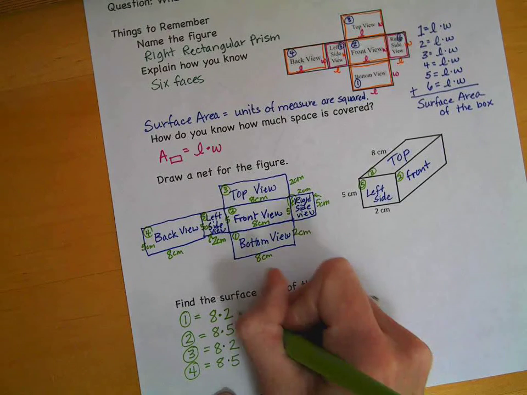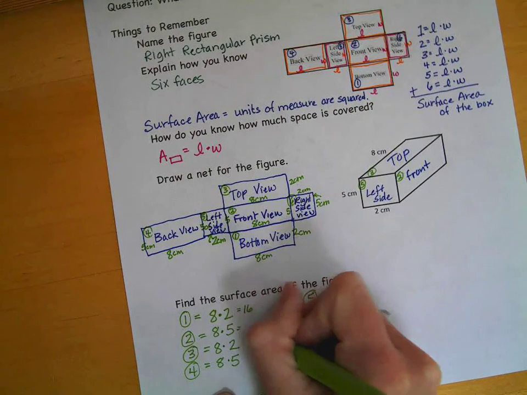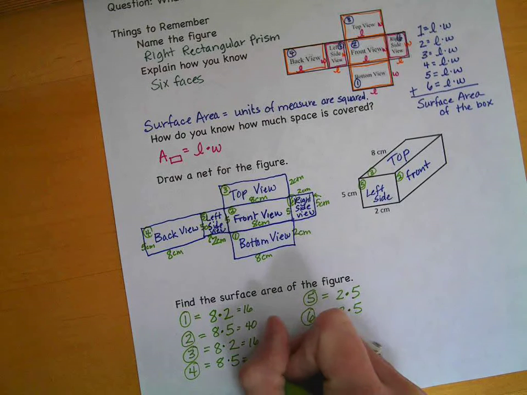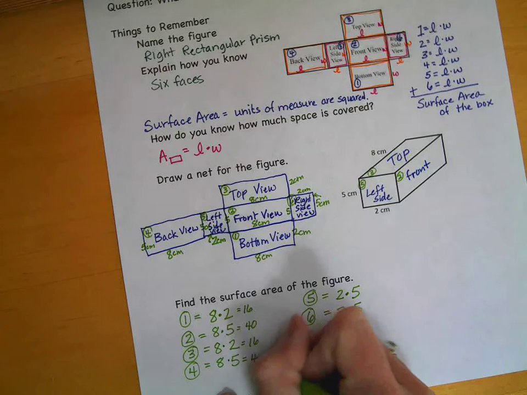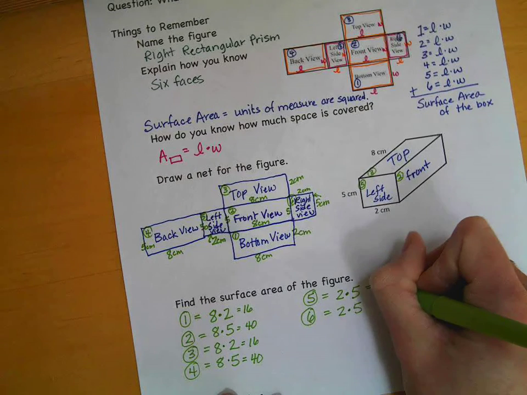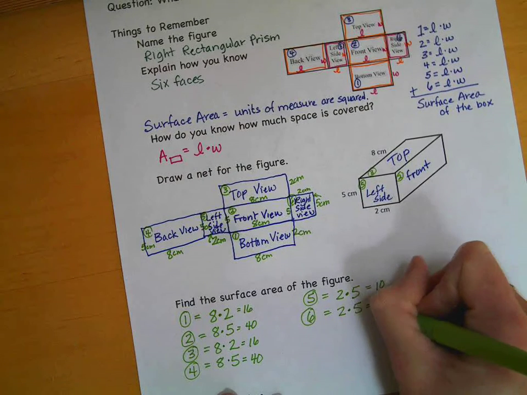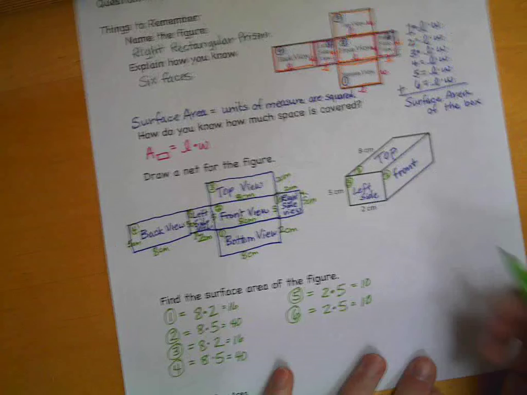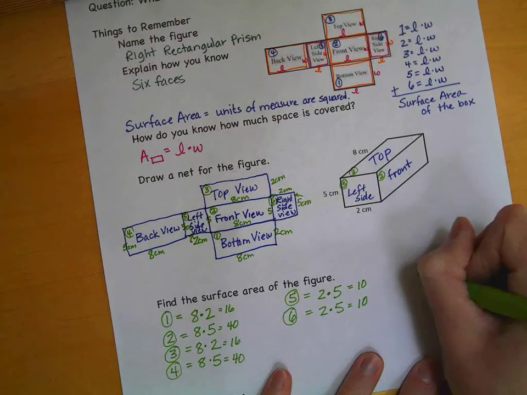Okay, so that wasn't so bad, right? Now we can figure them out. So 8 times 2 is 16. 8 times 5 is 40. 8 times 2 is 16. 8 times 5 is 40. 2 times 5 is 10. And 2 times 5 is 10. Okay, so we figured out the area for each one of our rectangles.